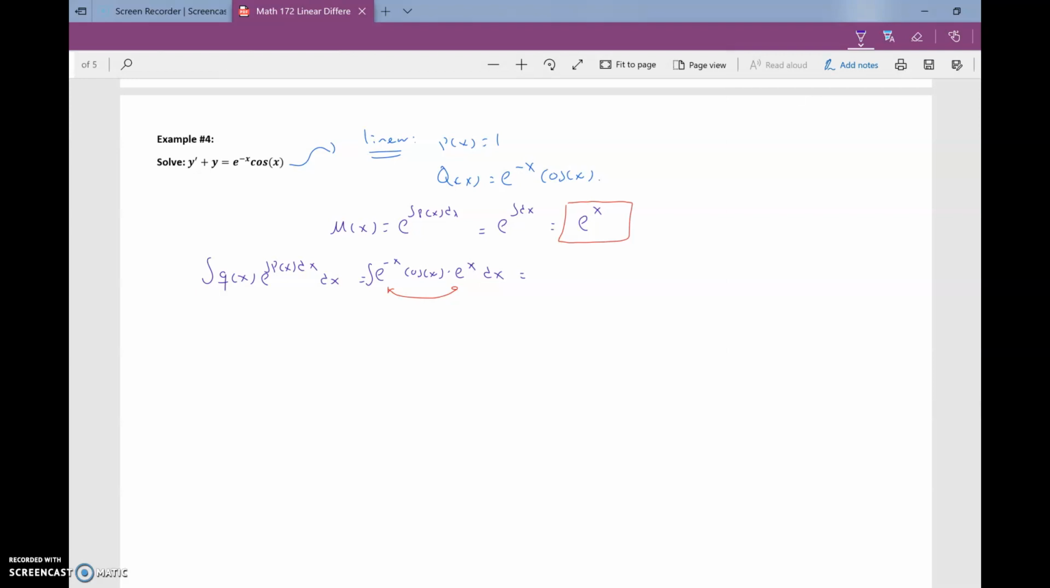Okay, so you're going to end up with the integral of cosine of x dx, which just happens to be sine of x, and technically plus c. So this is the portion where we put the c.